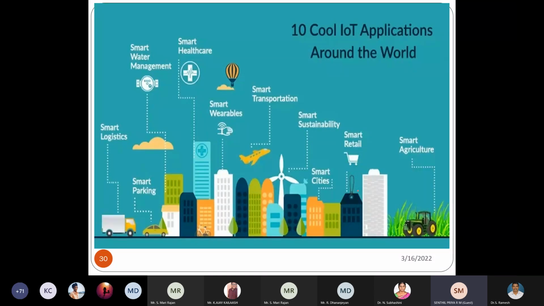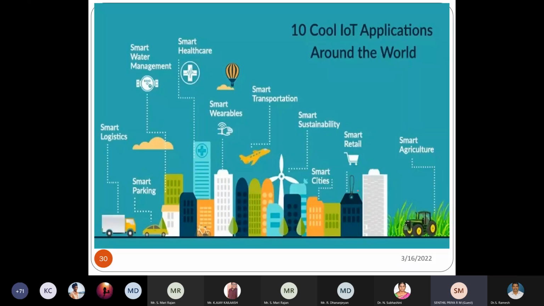Then smart parking, whether a location is available or not. Nowadays we are having parking upstairs, second floor, third floor, everything. Then smart water management, then smart healthcare, as we discussed about remote healthcare systems. Smart wearables, nowadays the fashion of smart watches, can even measure our stress level and our heart rate, right? Everything is there in smart wearables, even how many calories are burned.